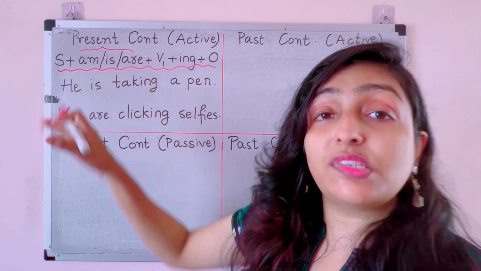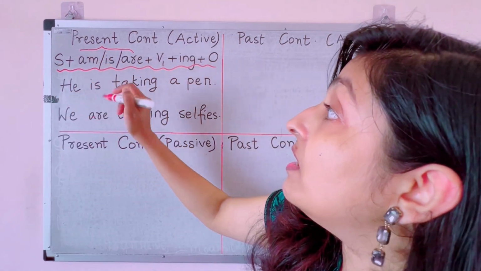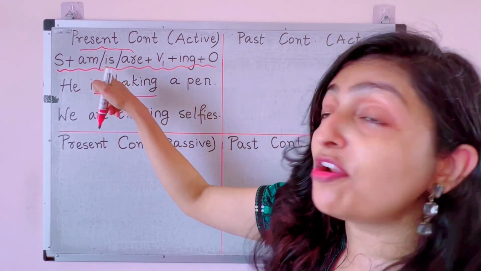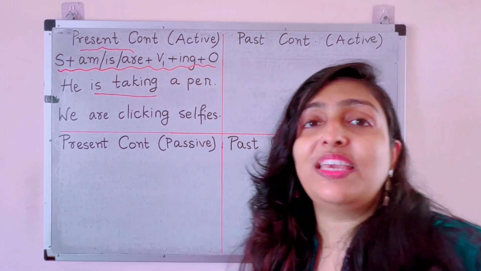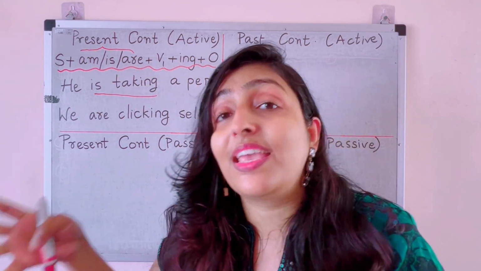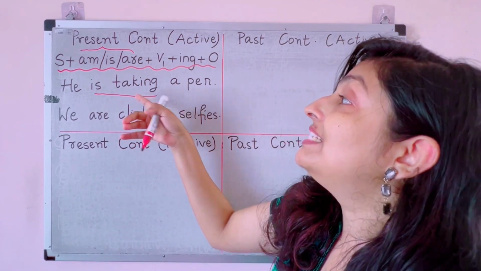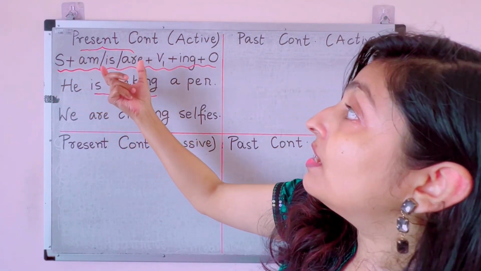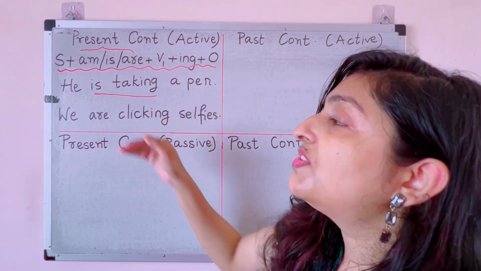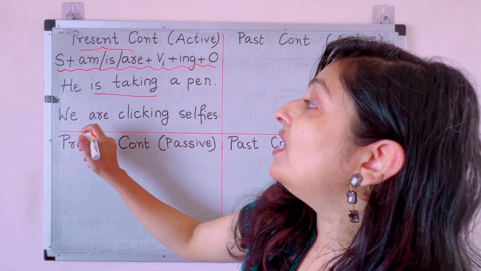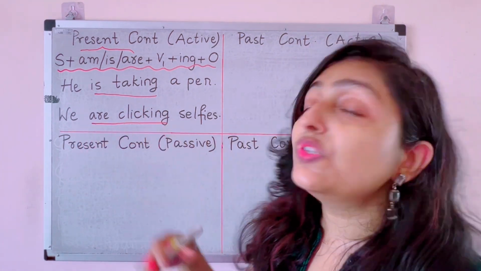So he is the subject. He is taking, one from this is, and then V1 plus ing. Take plus ing is equal to taking. He is taking a pen. And the next example is we are clicking selfies.